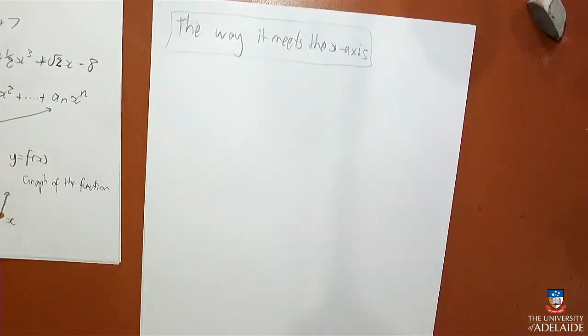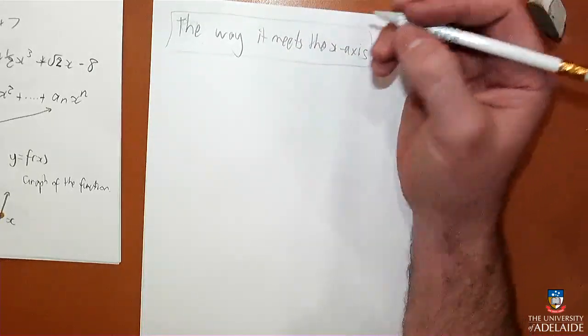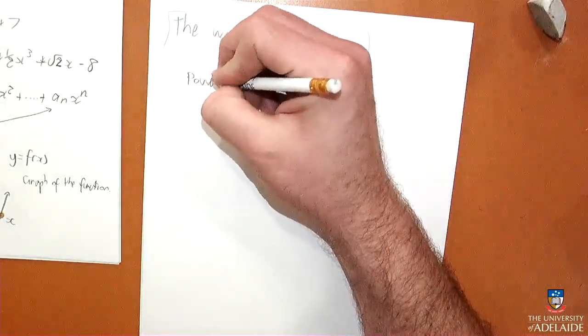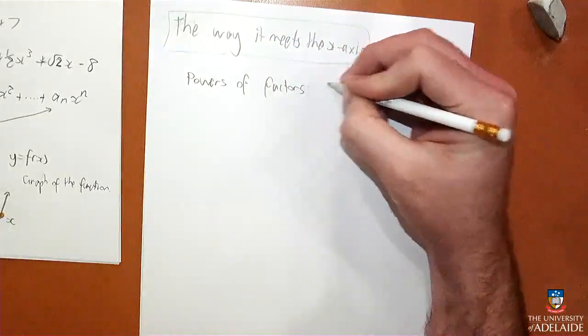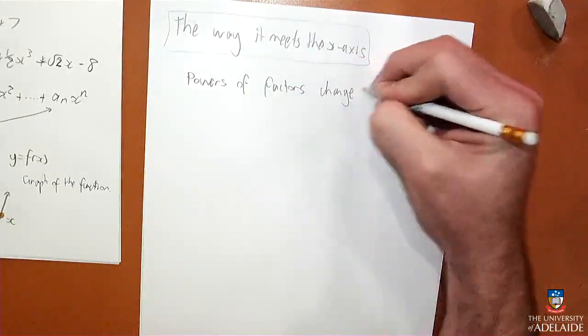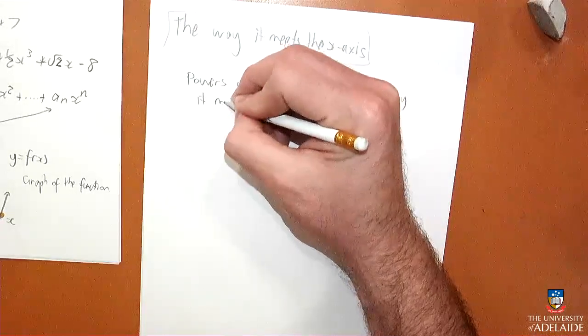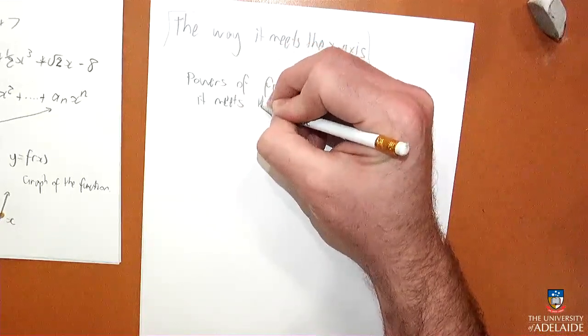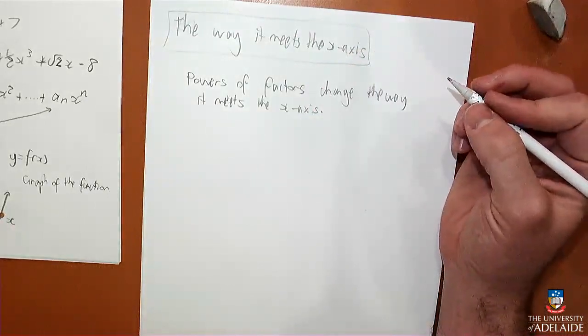So, a higher power on a factor will cause it to look like, if you're very close, one of those other curves. So, the way it meets the x-axis it's really hard to describe. Powers of factors change the way it meets the x-axis. So it's best to do it as an example.